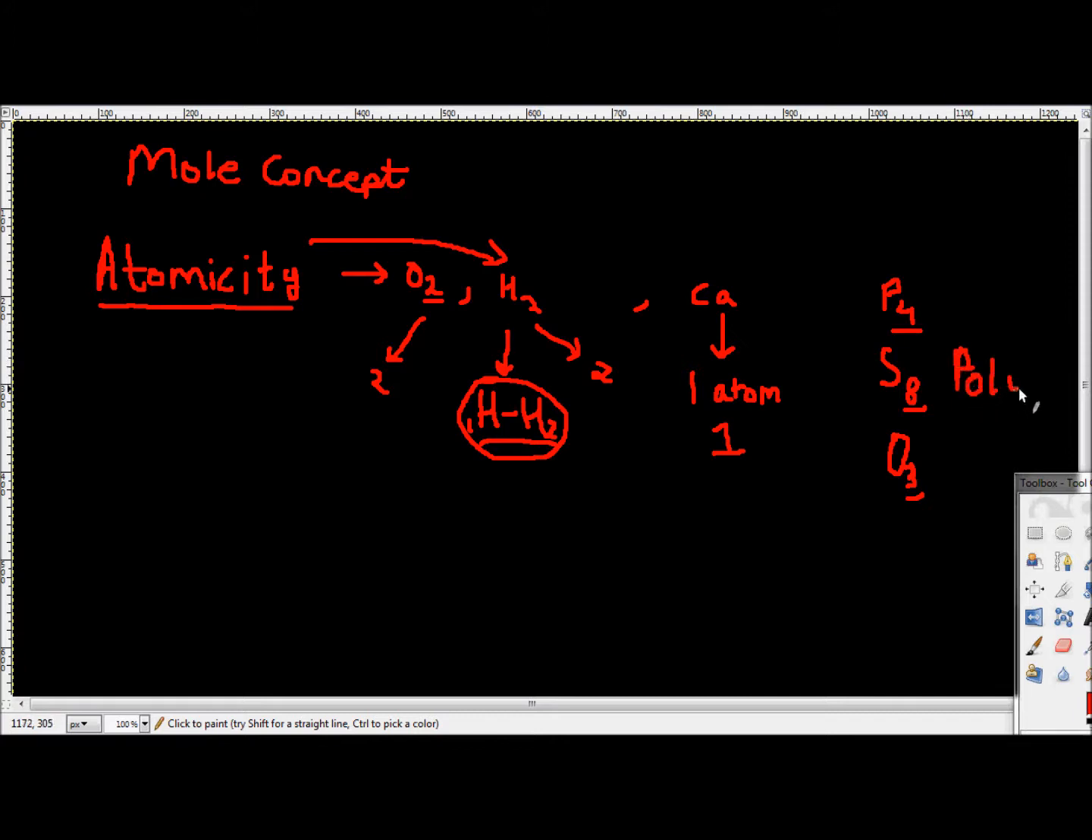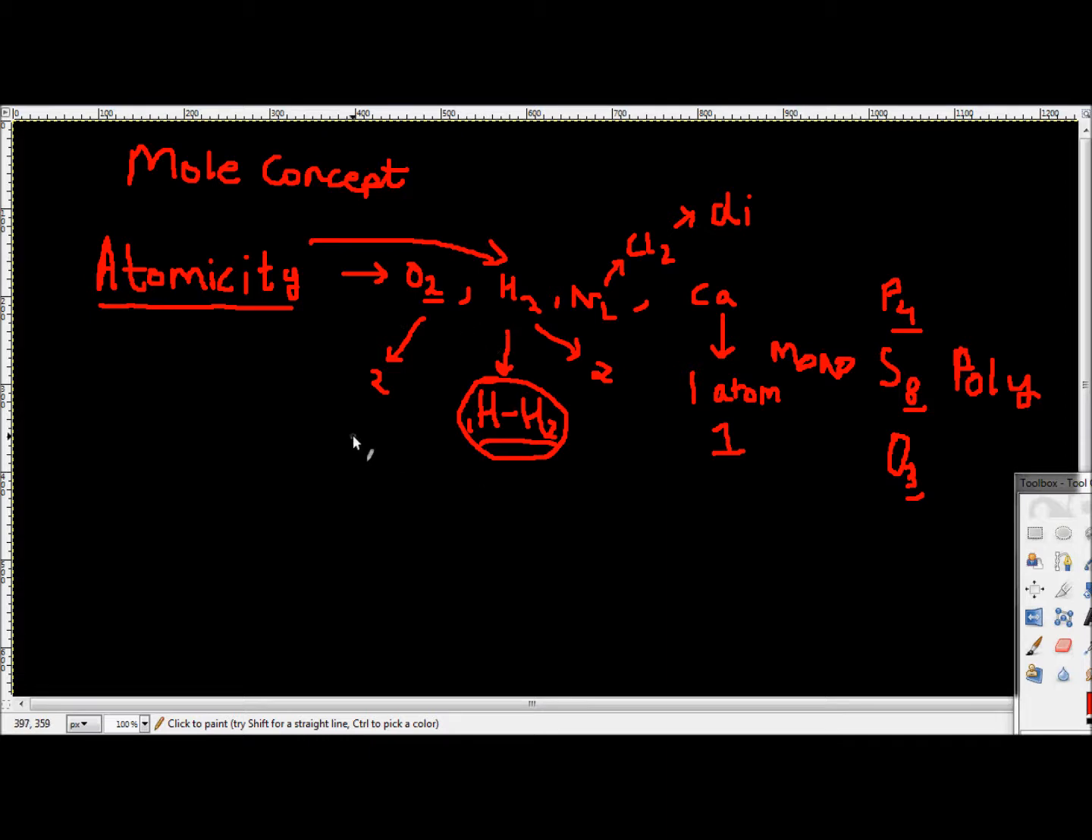The elements which have atomicity 1 are called monoatomic, while the ones like O2, H2, also N2, you could say Cl2 as well, all of these are diatomic. So that's all there is in atomicity.